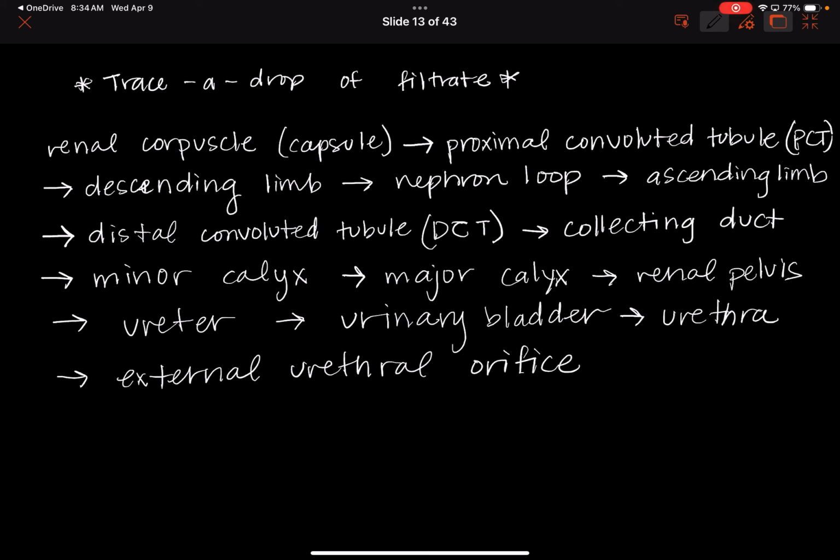Now, as far as the descending and ascending limb, if I had you do this entire pathway and you didn't include the limbs, I would be okay with that if you just went PCT to nephron loop to DCT. But those terms are in your learn list, and so I want to make sure that you know all of the structures in the order that they go in. So we'd get extra points? Maybe. Like a quarter of a point, maybe. For each, maybe. We'll see.